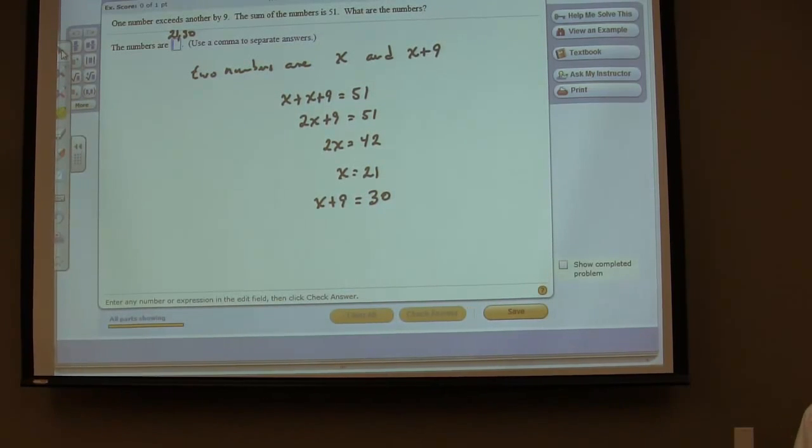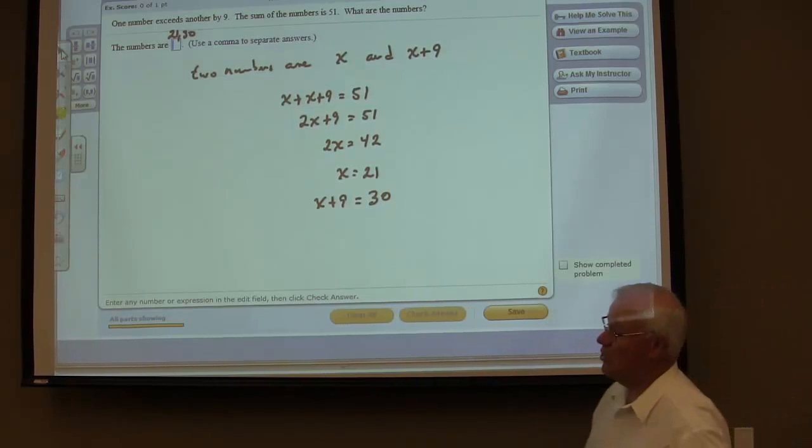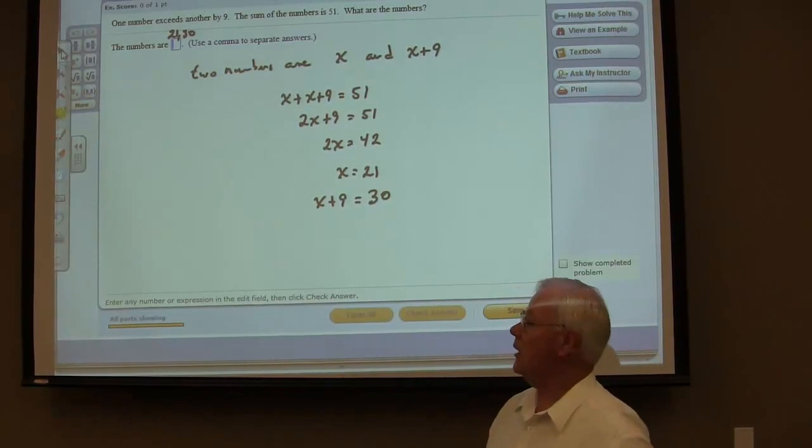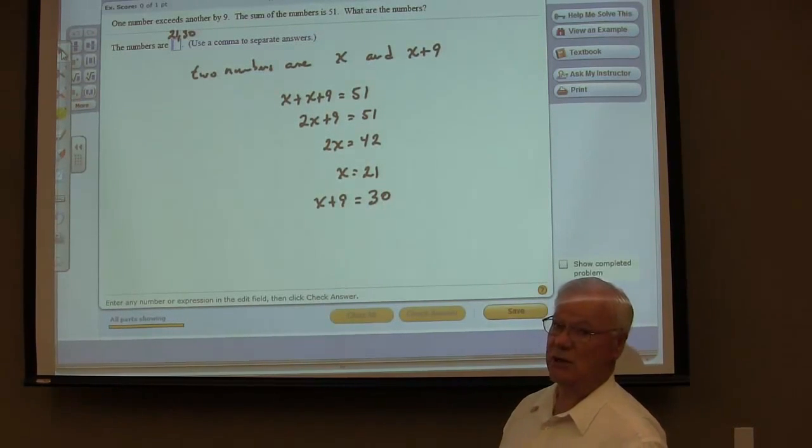So hopefully I've given you enough that you can go back and do this homework now and use these methods to solve these problems.